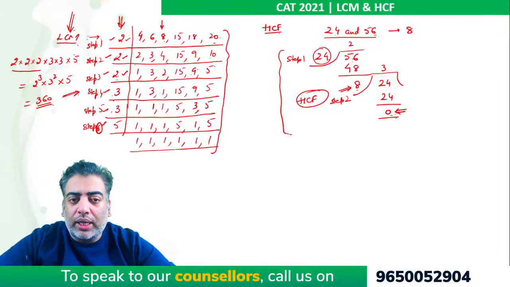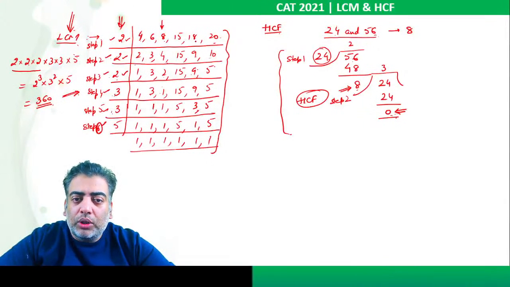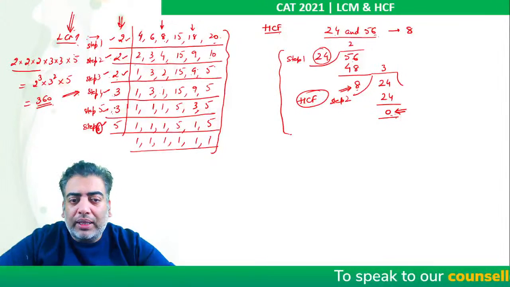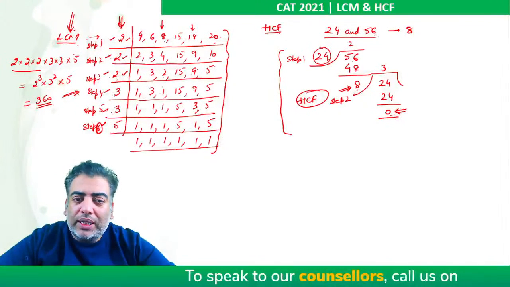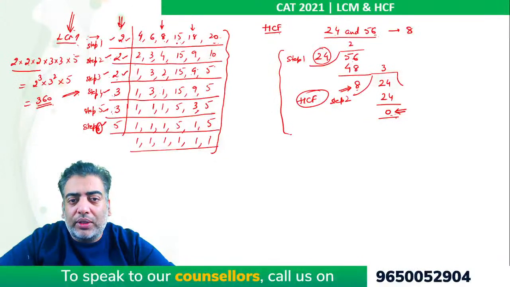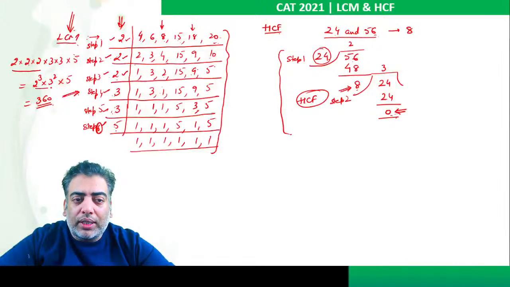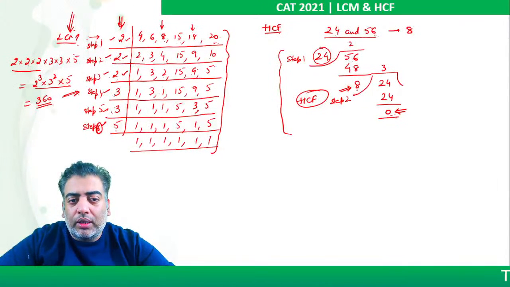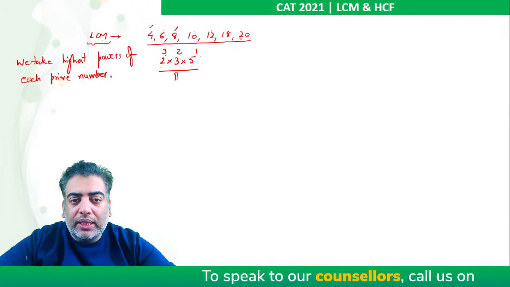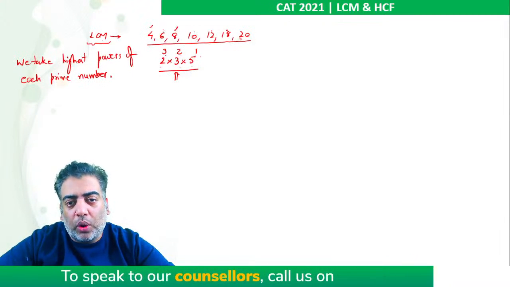When it comes to 3, likewise, when all the 3's get exhausted, this 18 contains 3 square, so we need to divide it by 3 square. Likewise for 5, these are the only numbers which contain 5 raised to power 1, so we need to divide it by 5 only once. So that's why we got this as an LCM. So in case of LCM, we need to take the highest powers of all primes.